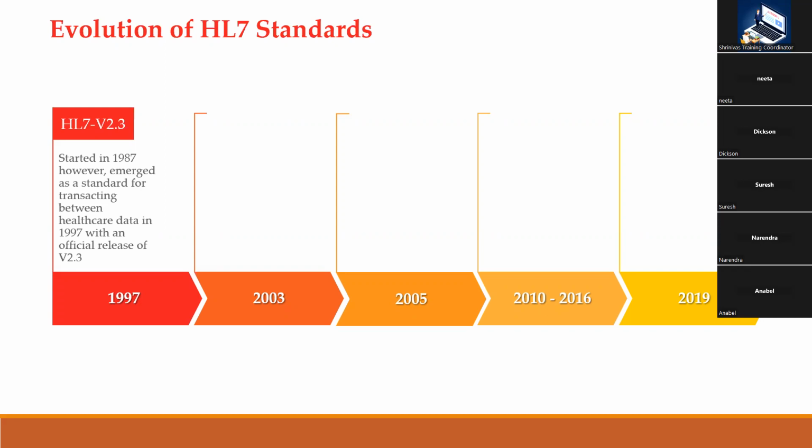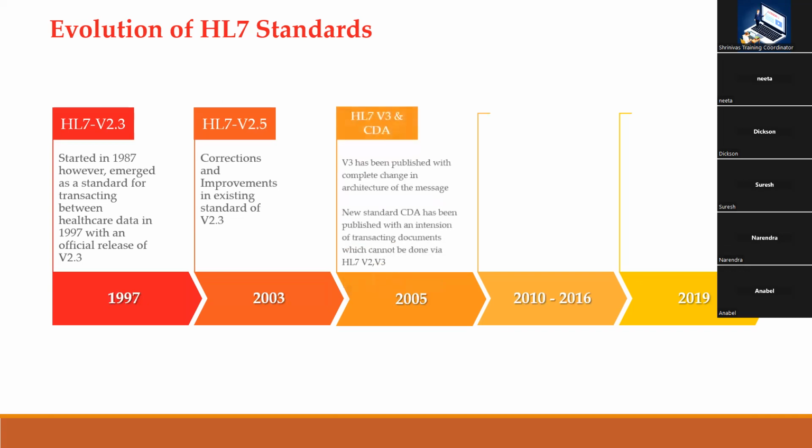Okay, and then we had HL7 version 2.5 released after 2.3. This happened in 2003. These actually accounted for a lot of new fields or enhancements that were needed for 2.3, and everything was done and released in 2.5. Then next we had HL7 version 3 and CDA.